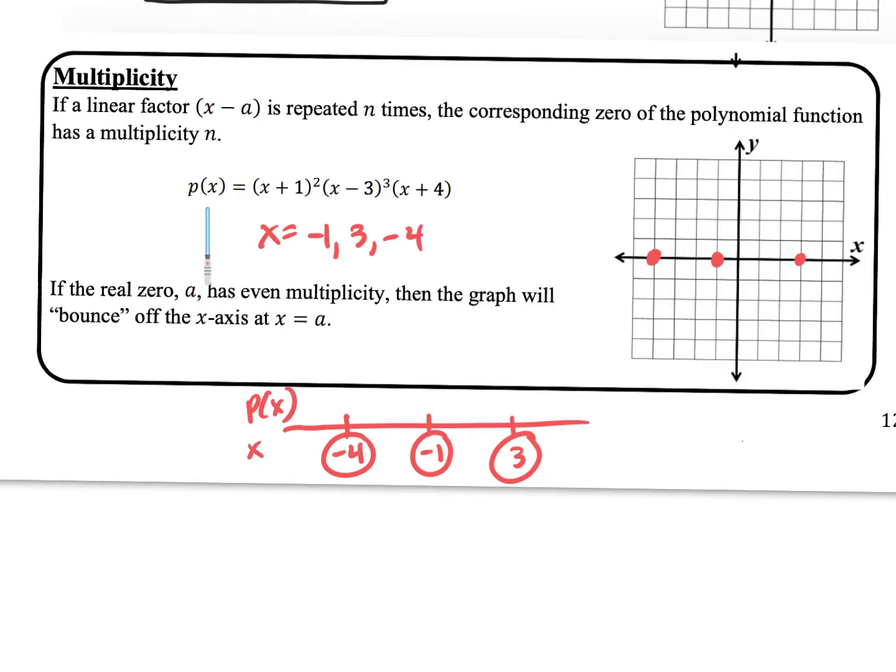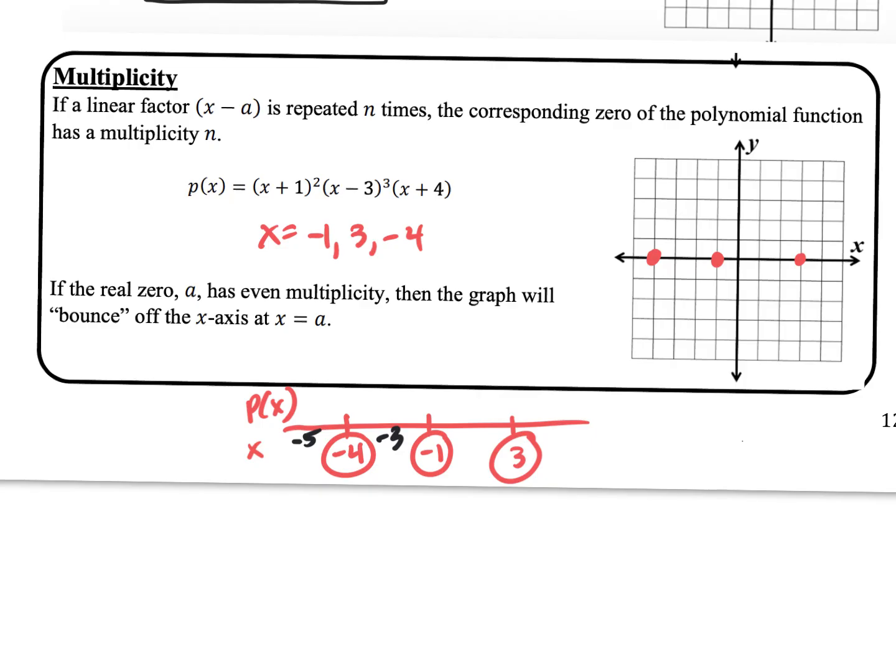And you're like, why did you write p of x? Because that's what they named my function right here. And we need to plug in values. Here's the deal. Mr. Paxton, can you give me a number that's less than -4 on the number line? Oh, sure. I'm going to write that right there. What about between -1 and -4? Sure. What about between 3 and -1?